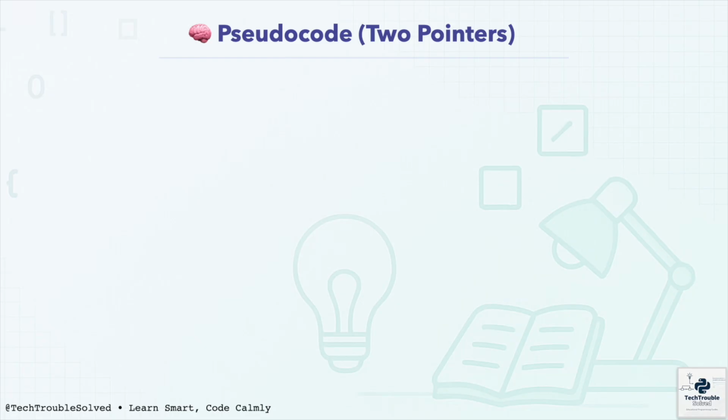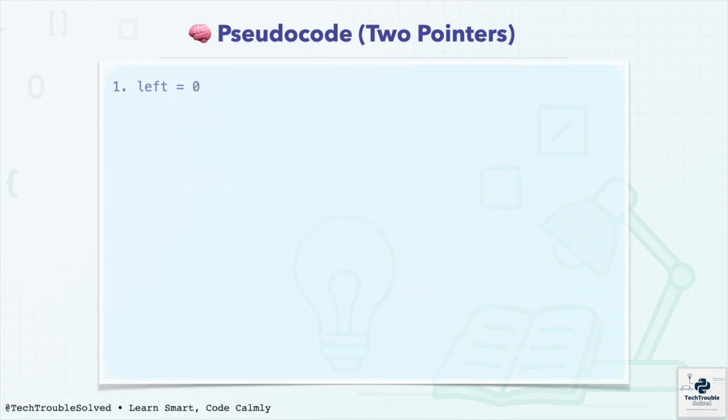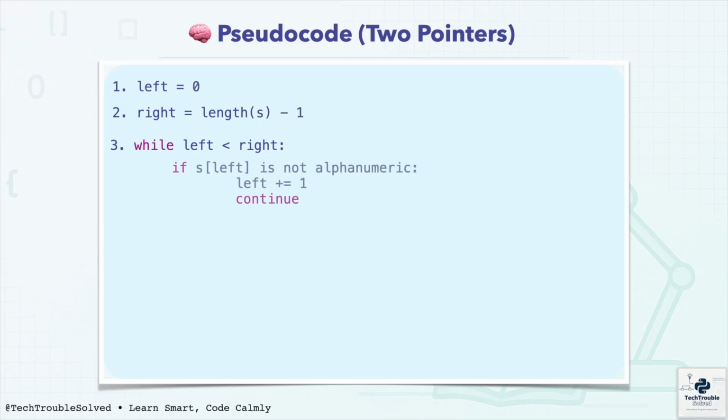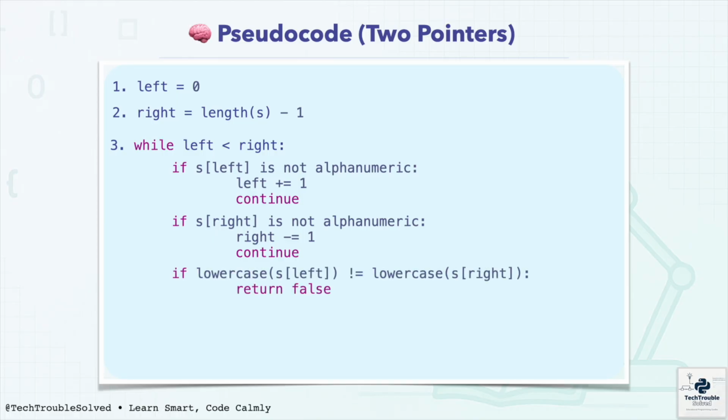Now let's look at the pseudocode version of the same logic. This pseudocode is a direct translation of the flowchart we just saw. We start by initializing the left and right pointers. Then, while the left pointer is still less than the right pointer, we keep looping. Inside the loop, we first skip any character that is not alphanumeric. Only when both characters are valid, we compare them by ignoring case.